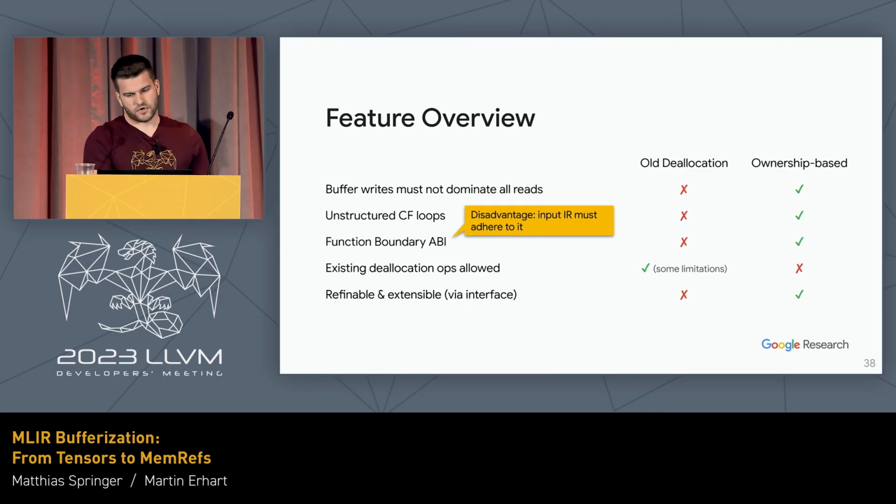Then what the old deallocation pass supported to some extent is existing deallocation operations. That's not supported at all in the new buffer deallocation pass, but there is an option that you can enable to just delete all the existing deallocations and let the deallocation pass insert them again. And as already mentioned, we have an op interface to refine the lowering.